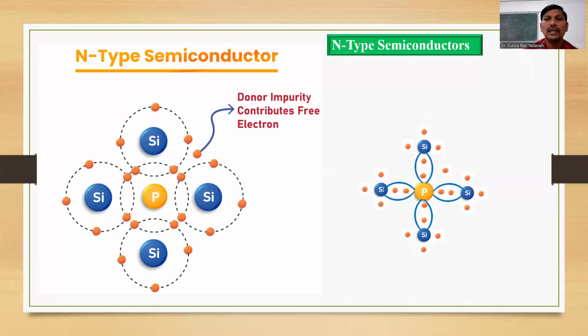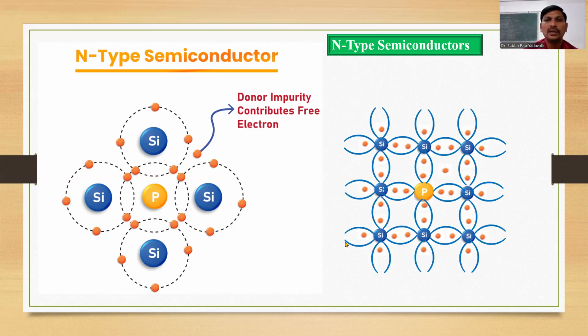Here 1 electron is left in the phosphorus atom. This is the free electron. We call it a conduction electron. And these silicons further form covalent bonds with other silicon atoms. So this is the formation of the N-type semiconducting material.